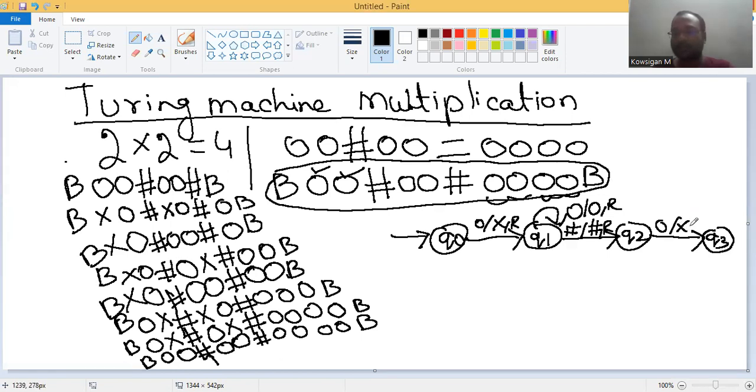0 will be replaced with x and move to the right hand side. Now until you are reaching the blank, the operations will be the same, only the transitions will happen. No replacement will be done. So you see here, for the next 0, it will be mentioned as 0 and moving to the right hand side. For the next hash, it will be mentioned as hash and moving to the right hand side. Then for 0 and hash, the same. After reaching the blank, this blank will be replaced as 0. Okay, so I am drawing this as Q4.